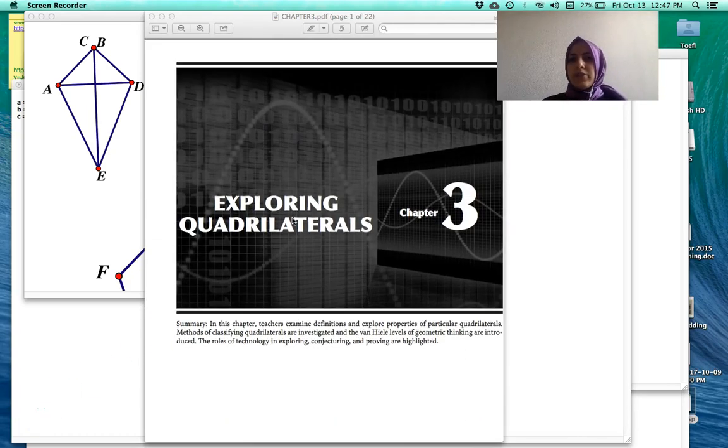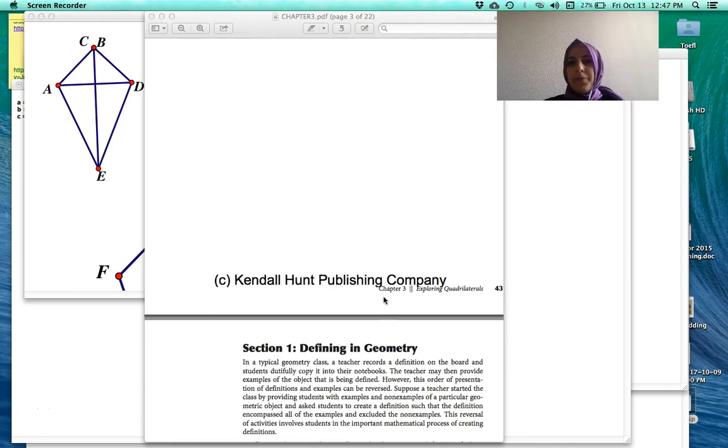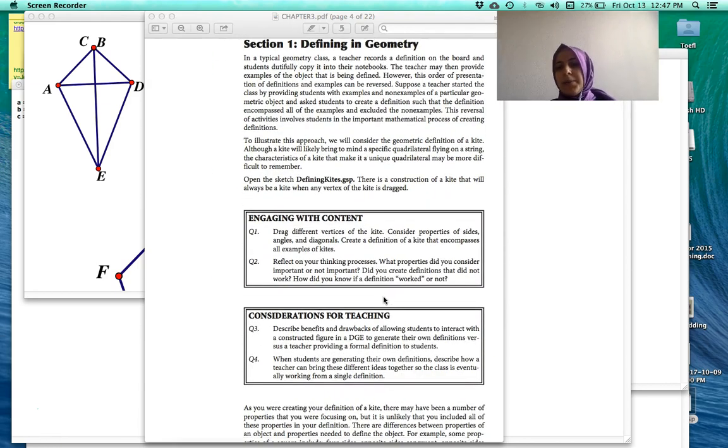In this chapter 3, we are going to explore quadrilaterals. Let's look at question 1. Question 1 says to drag different vertices of a kite. Consider properties of sides, angles, and diagonals. Create a definition of a kite that encompasses all examples of a kite.